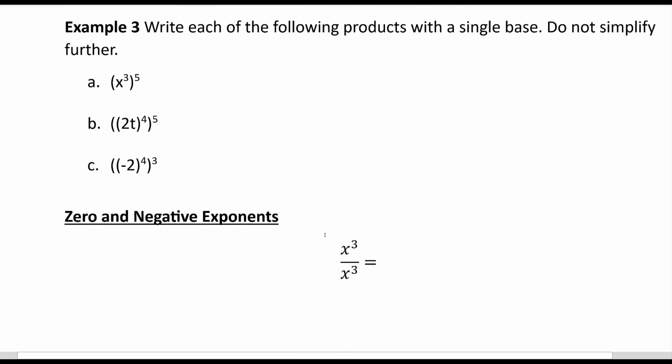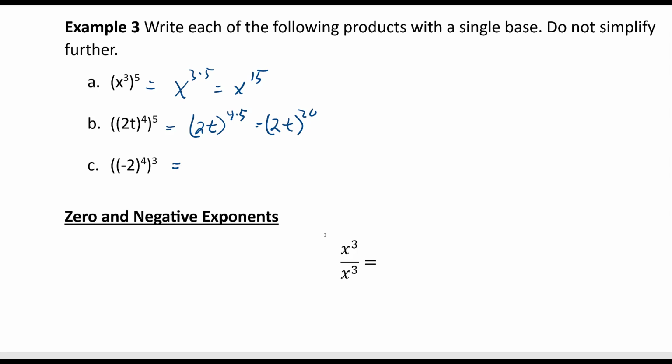So for our example 3, it's going to be x to the 3 times 5, or x to the 15. This next one is 2t to the 4 times 5, which is 2t to the 20th. And here we have negative 2 to the 4th to the 3rd, so 4 times 3, negative 2 to the 12.